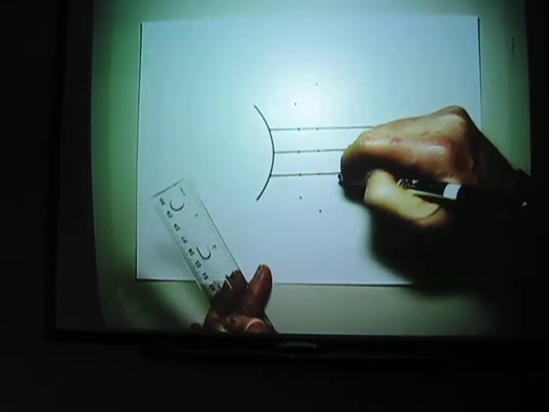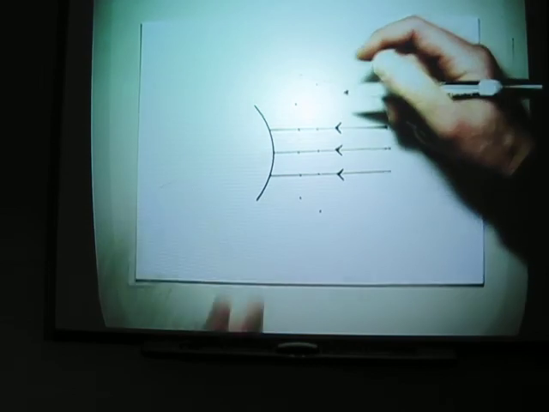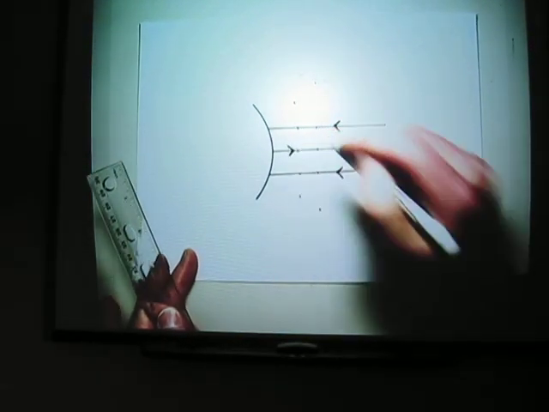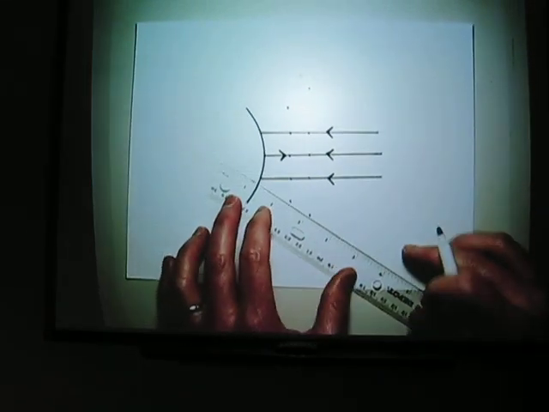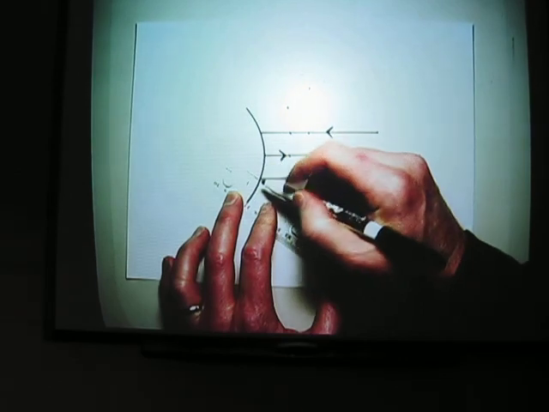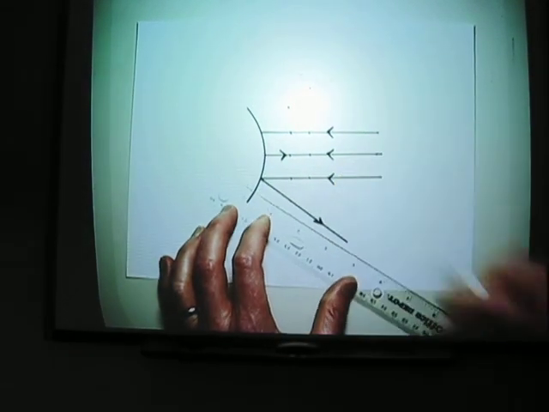Okay, so these are all going in like this. The one in the center is coming right back on itself, so it's going back out like that. And these others are reflected off at these particular angles. So like that, and then like this.